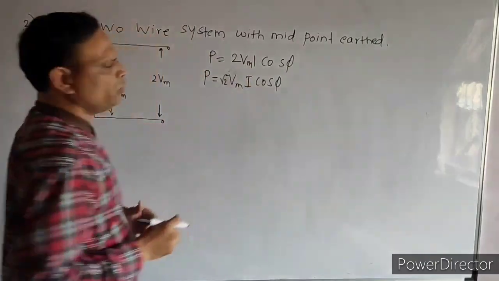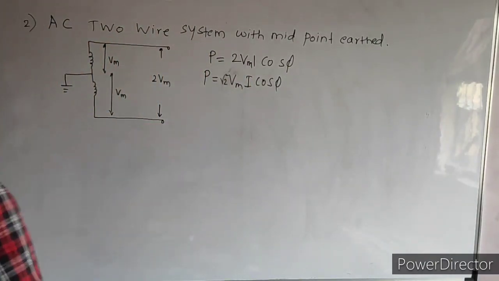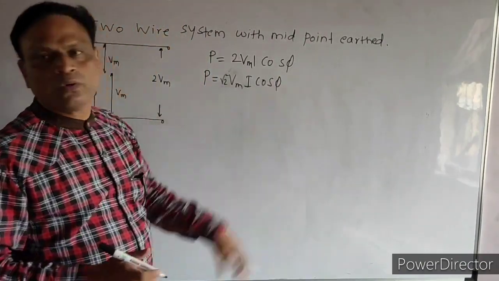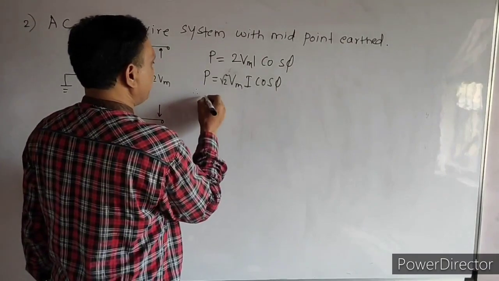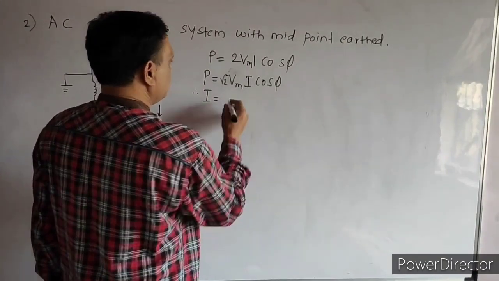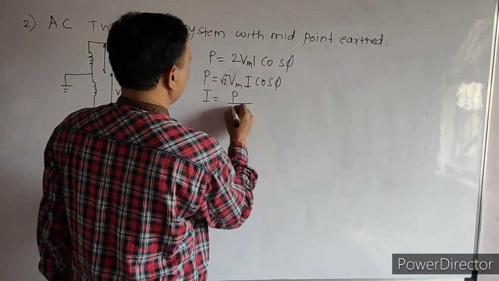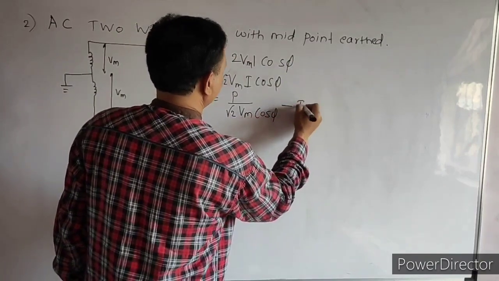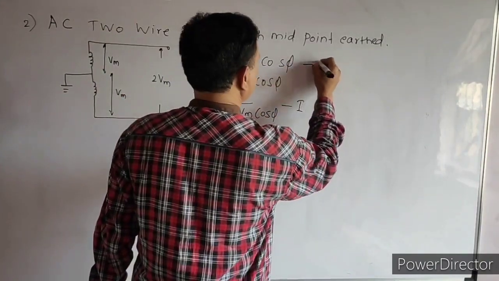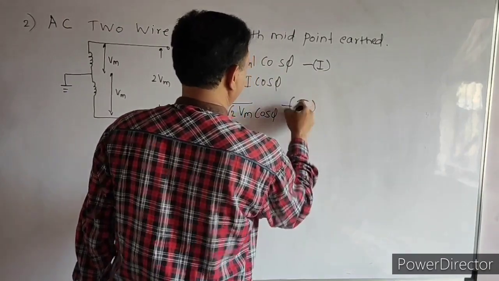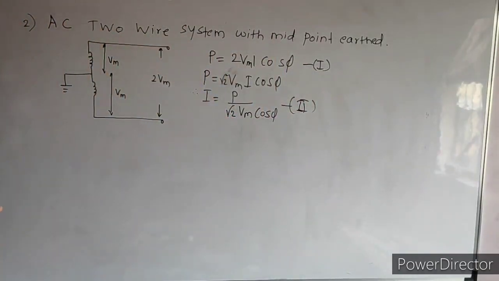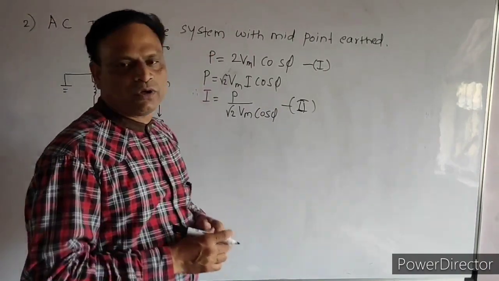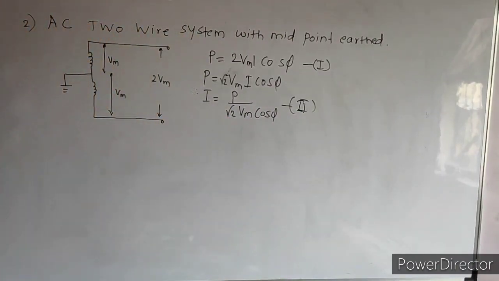So this will be root 2 into root 2, right? I will get the value of the power transmitted as root 2 Vm I cos phi. So what is the value of I? I need the value of I. So I will be P upon root 2 times Vm cos phi. This is my first step, and this is my second step: calculation of the current which is needed for the transmission. So I is equal to P upon root 2 Vm cos phi.